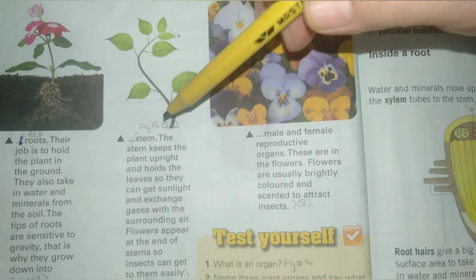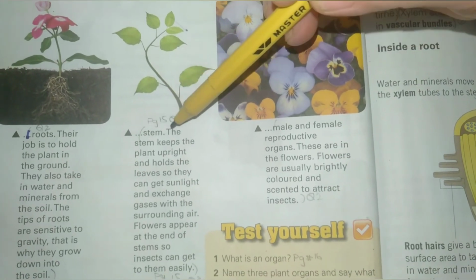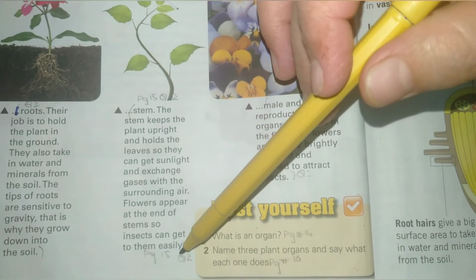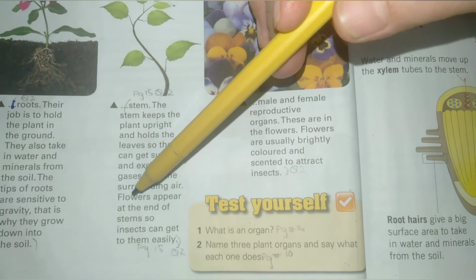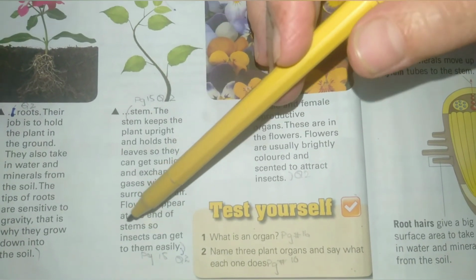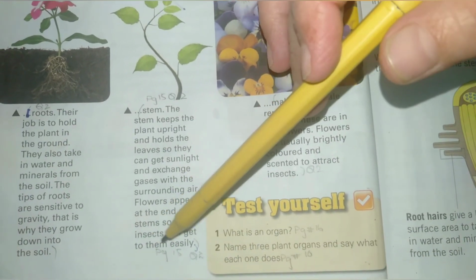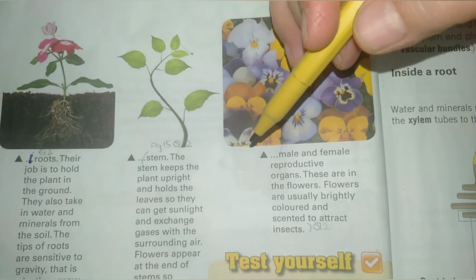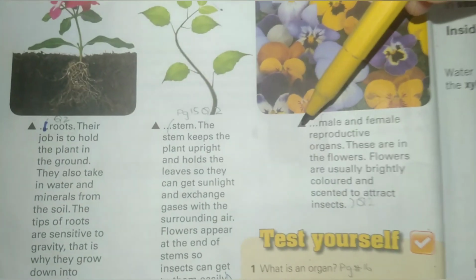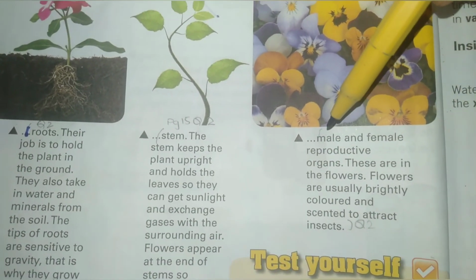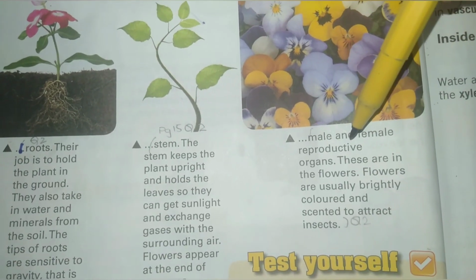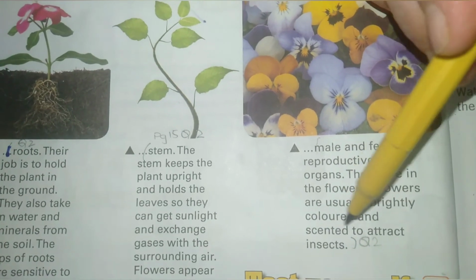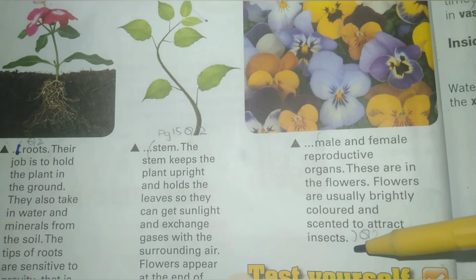And for stem, we have to start from this line. The stem keeps the plant upright up to this line, and flowers appear at the end of the stem so insects can get to them easily up to this. And this is the third organ we will discuss, flower. We will say that flowers contain male and female reproductive organs, and flowers are usually brightly colored and scented to attract insects up to this.